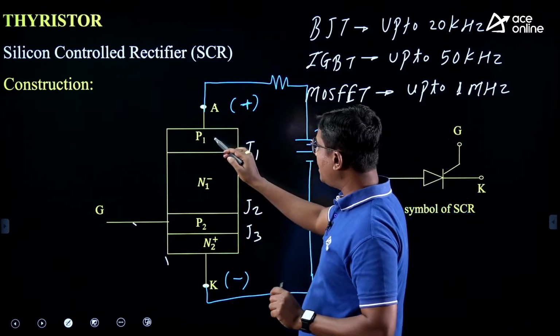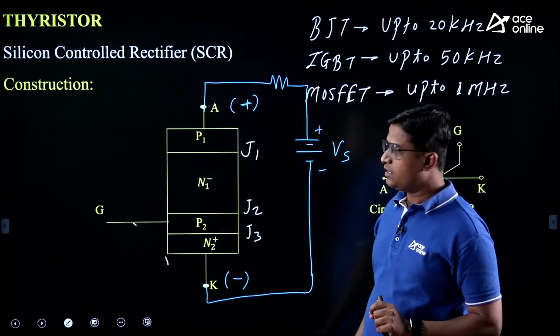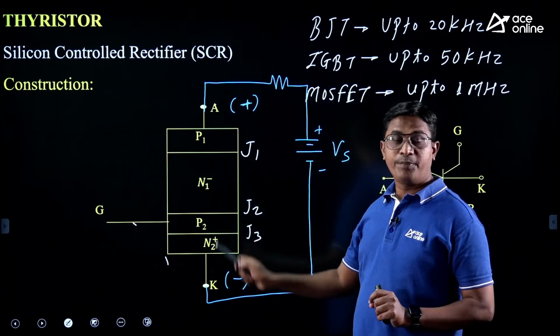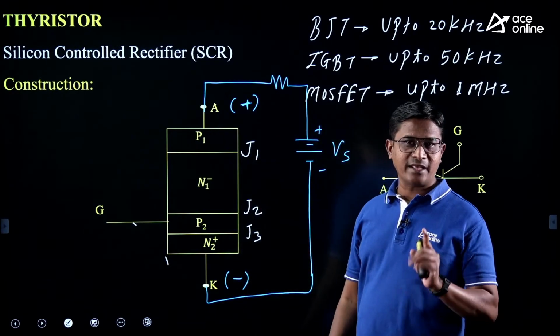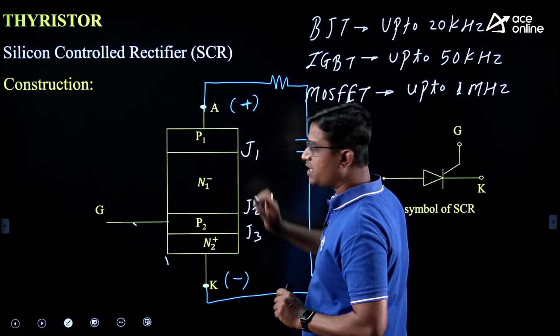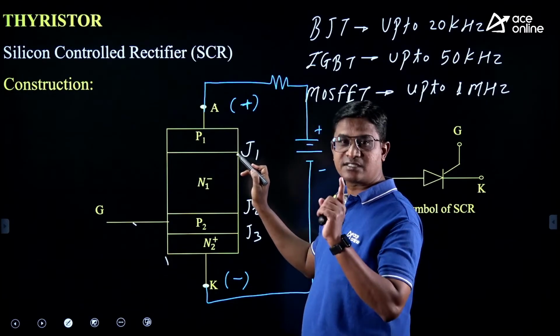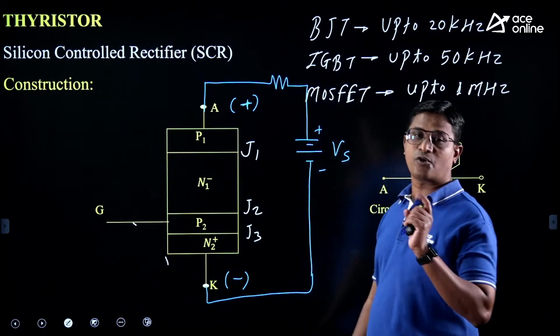Means this P1 layer is at a higher potential than that of N1 minus. N1 minus is at a higher potential than that of the P2. P2 is at a higher potential than that of the N2 plus, right? Like this we are having. So tell me, if P1 is at higher potential than that of the N1 minus, means this junction J1, which is a junction between P1 and N1 minus, this junction will be in a forward bias mode.